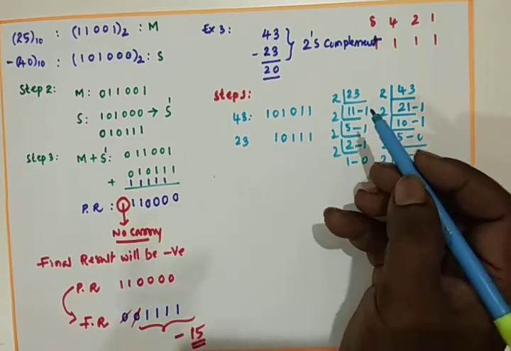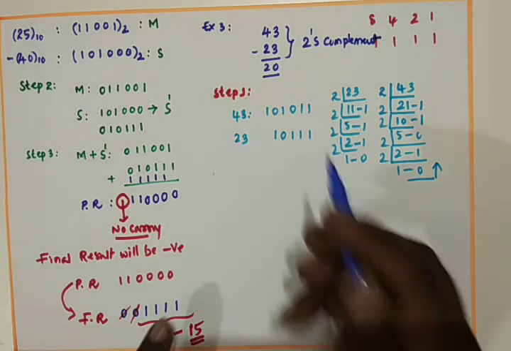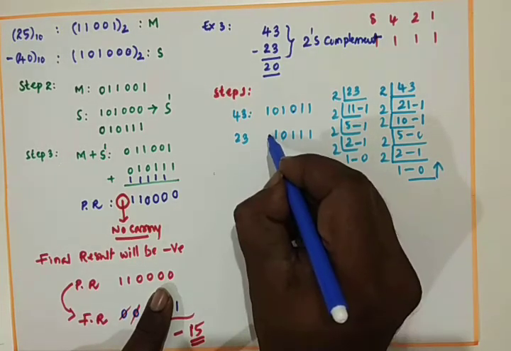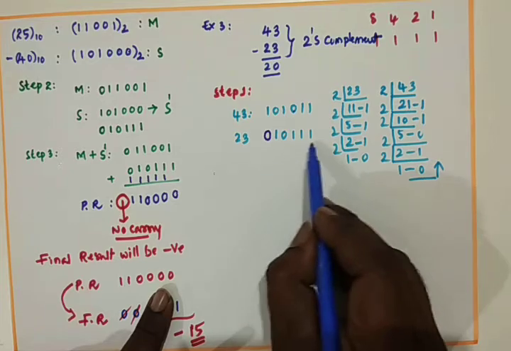Now 43 is in 6 bits and the 23 is in 5 bits only. So what do we have to do? We have to make it 6 bits. Here this is 6 bits, 1 2 3 1 2 3, but here it is 5 bits only, so on the left side I can add a 0. Now it is 6 bits and it is also 6 bits.